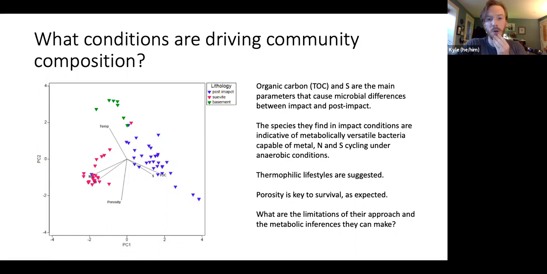So that's an overview of this paper. Does anyone have any questions or comments or things that they liked about the paper, or things that they didn't like about the paper, or questions that they thought were left unanswered?